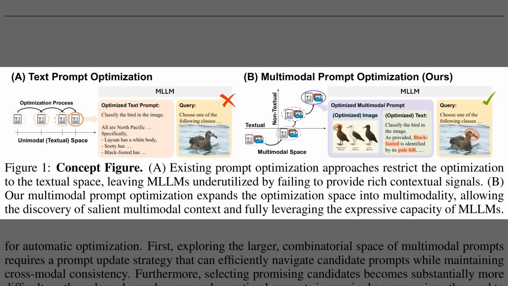Alright. Figure 1 contrasts two strategies and highlights why prompts should include non-text signals. The left panel contrasts text-only optimization that stays in a unimodal space, which limits what the model can infer from a long description. The right panel illustrates multimodal optimization that pairs updated text with optimized images, so the model receives concise visual cues that disambiguate categories. The message is simple. Richer prompts mean better guidance for multimodal large language models.